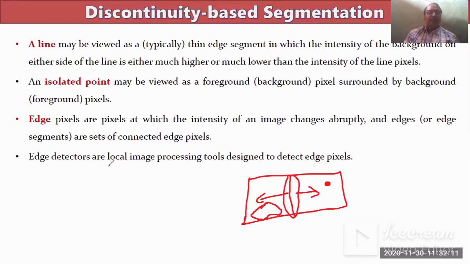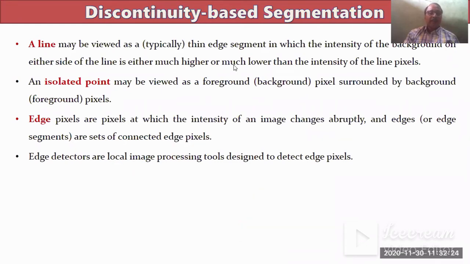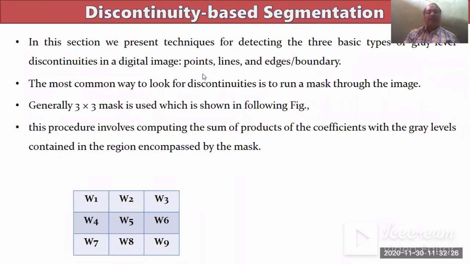So edge detectors are local image processing tools designed to detect edge pixels. So local processing means it depends on the image to image. Okay, so that is, now next discontinuity based. So in this, what technique you have to use? So in this section we present a technique for detecting the three basic types of gray level discontinuities, that is line based, point based and edge based. The most common way to find the discontinuity based technique, we can use the mask.